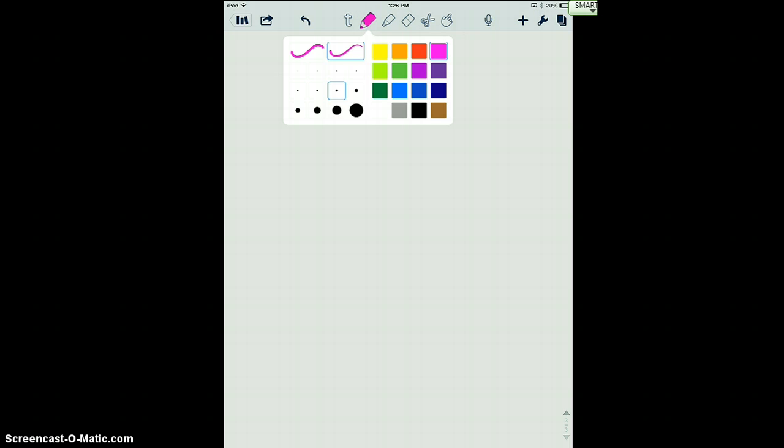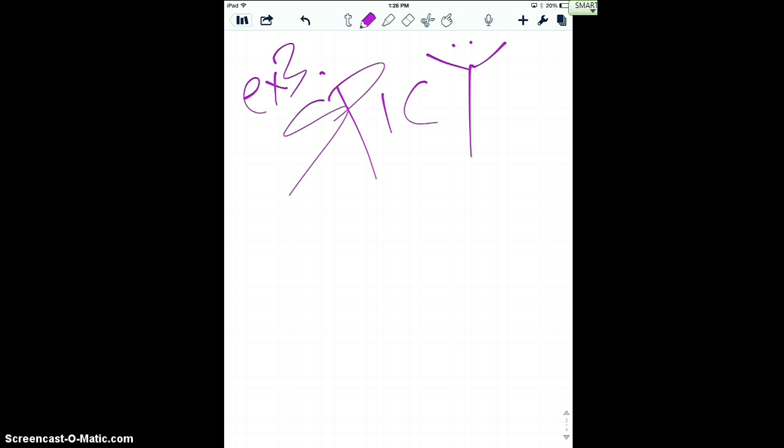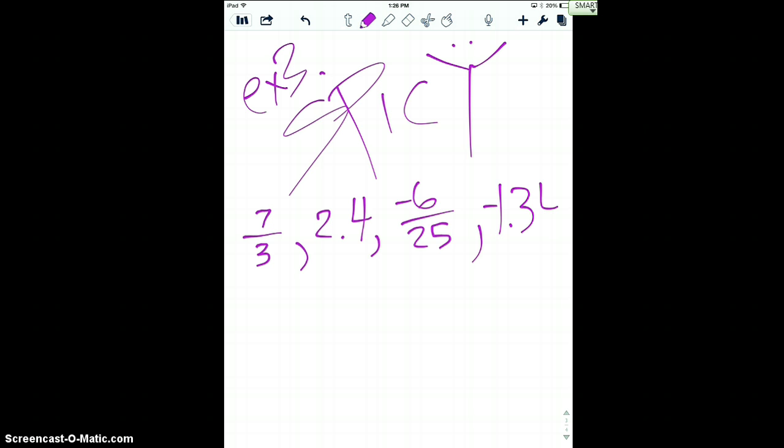Okay, final problem. Example 3, this is spicy. So you're like, yes, finally. So here it is, spicy problem. You have 4 numbers, 7/3, 2.4, negative 6/25, and negative 1.34. And I want you to write it from least to greatest. Okay, take a deep breath and you start in. If you want, you could pause the video and see what you could do.